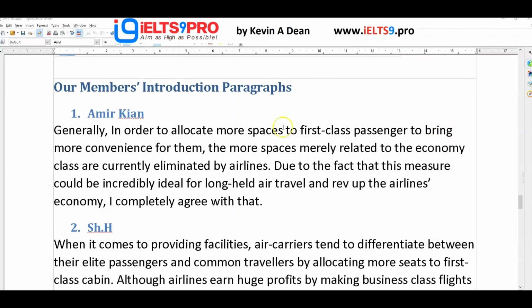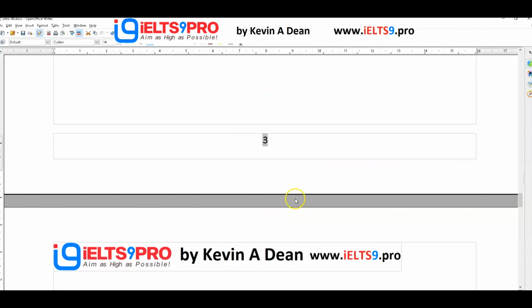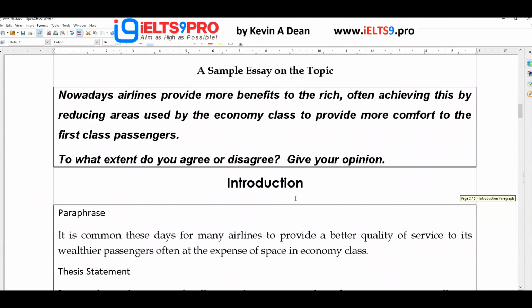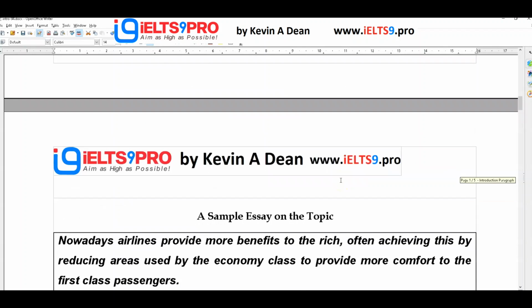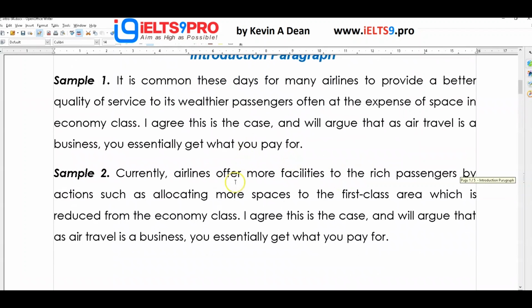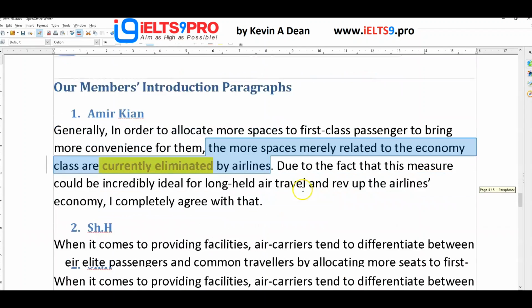generally, to allocate more spaces, merely right. So, as I said, that's a little bit harsh. Currently eliminated. The more spaces merely. Why is it merely related to economy class? Are currently, so that's not good in paraphrase terms. Let's change the idea. What did I say in my example? Often at the expense of space in economy class. Okay, offer more facilities, allocating more spaces at the expense of space, not eliminating. That's a little bit strong.